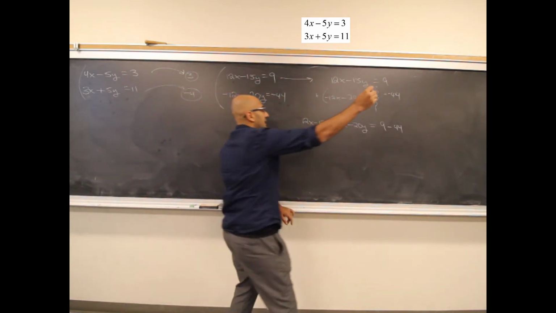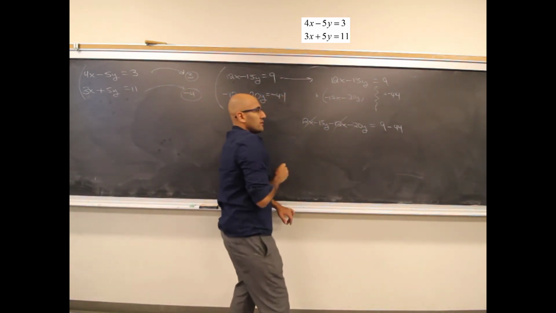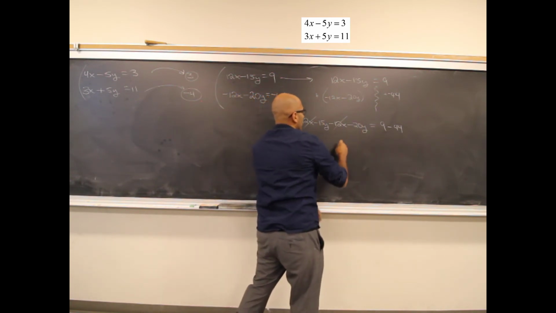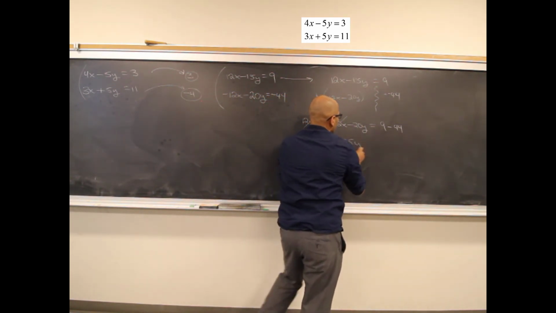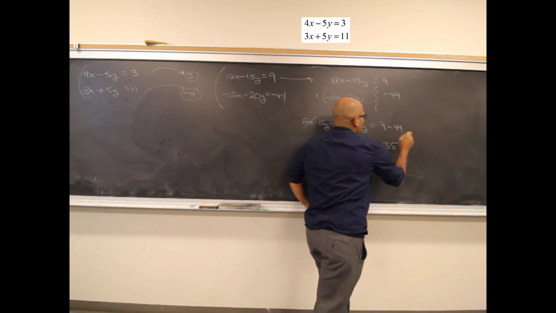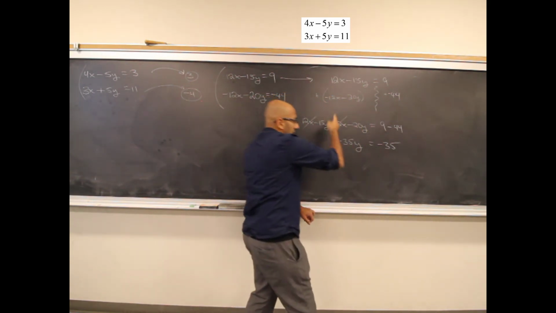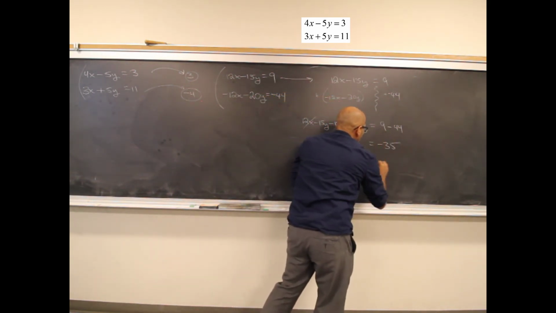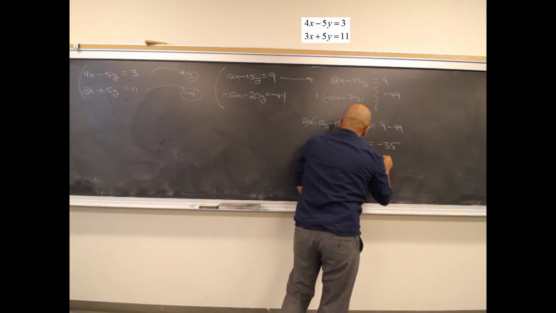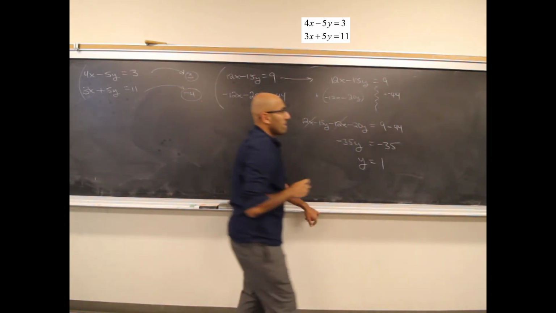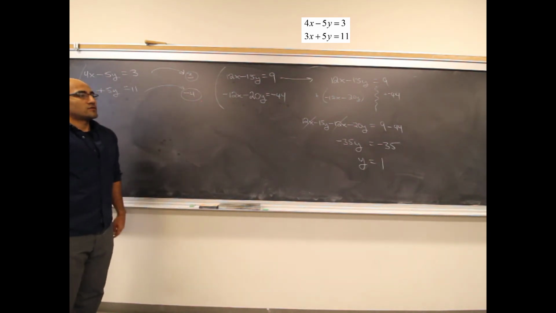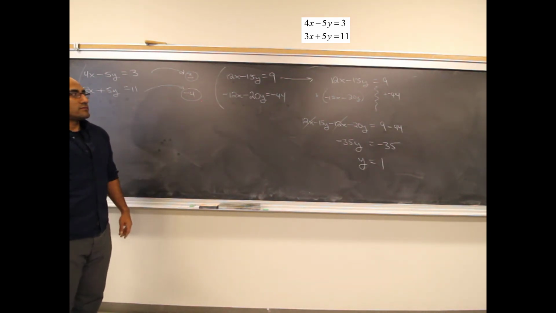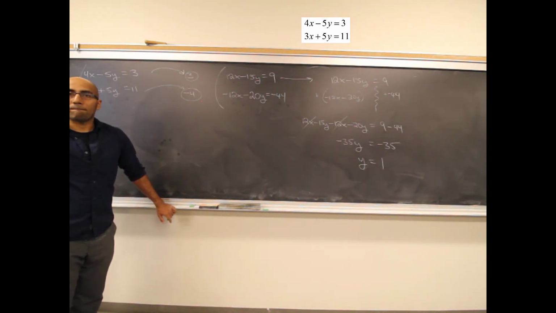Good. So now the x's cancel off. And now the y's combine to give you negative 35y equals negative 35. And now we solve for y by dividing, and we get y equals positive 1. Good? So we found the y. And we had already found the x before.